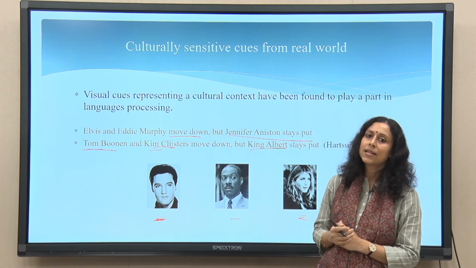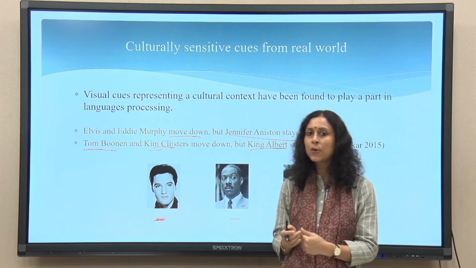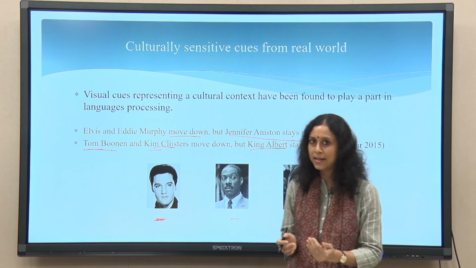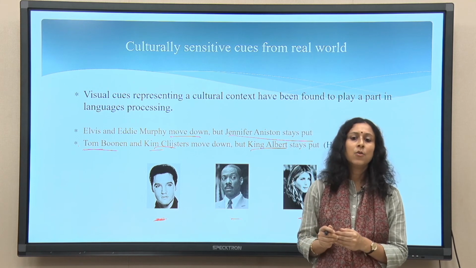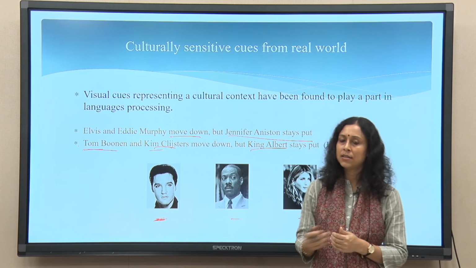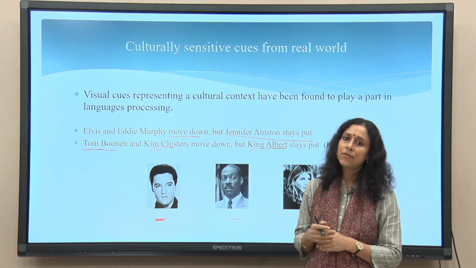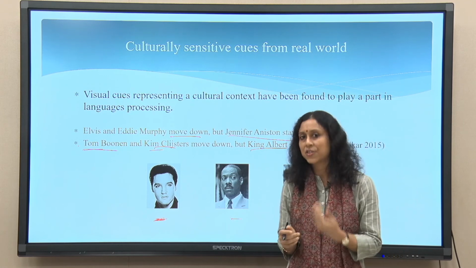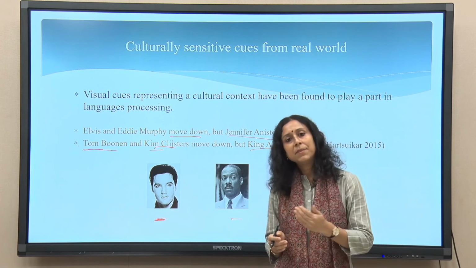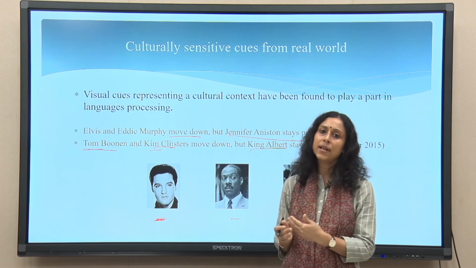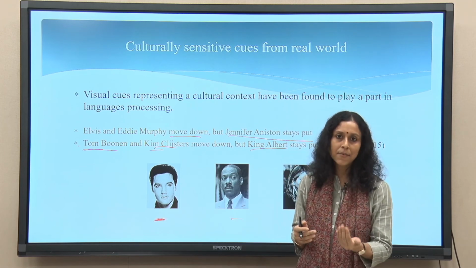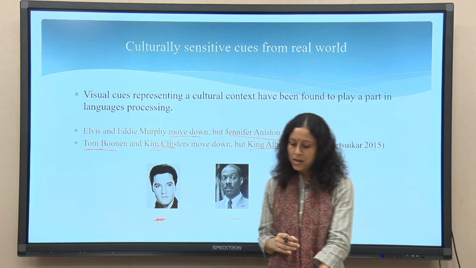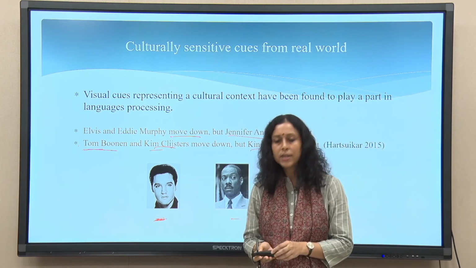The manipulation here was the combination of the language in which they had to describe and the kind of pictures they had. In some cases, they looked at pictures of Elvis Presley and Jennifer Aniston and so on, and they had to describe it in English. In another situation, they had to describe it in Dutch. In another case, similarly, they looked at all these displays and described them in both English and Dutch. What happens is that they play a role in the processing.